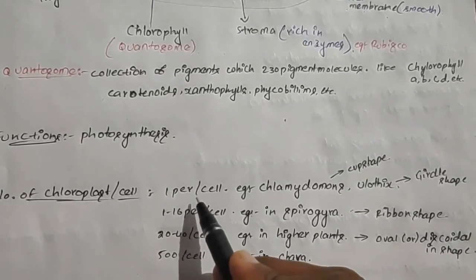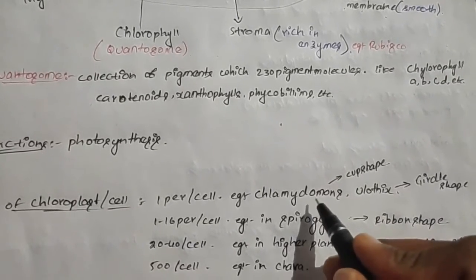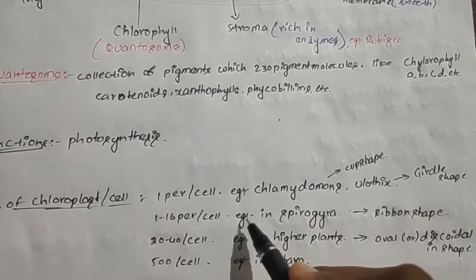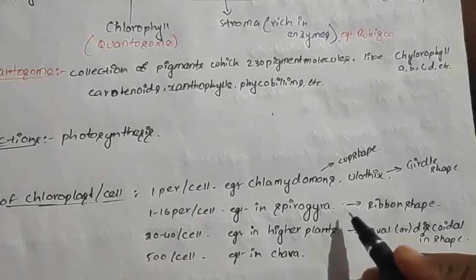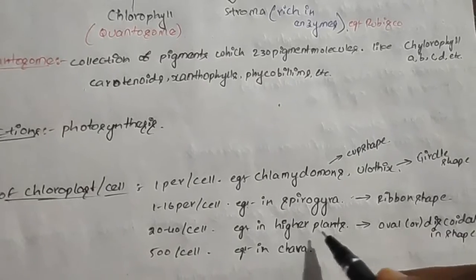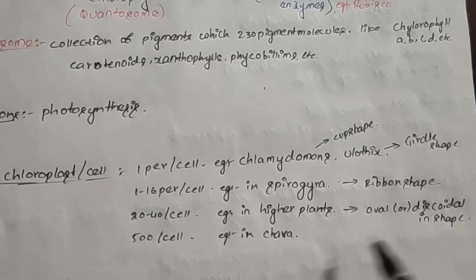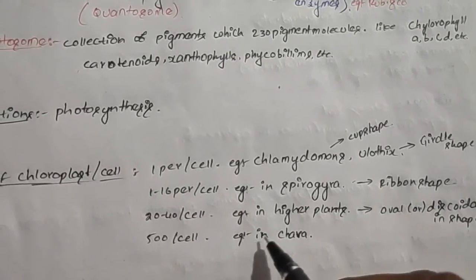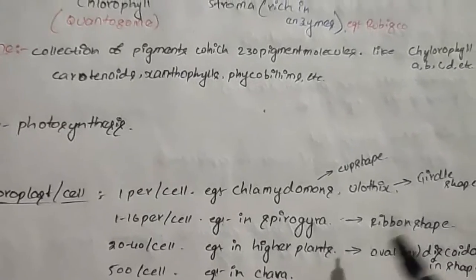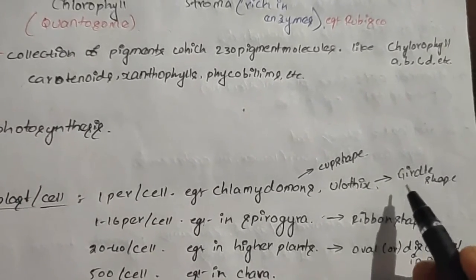The number of chloroplasts varies from cell to cell. It may be one per cell in Chlamydomonas and Ulothrix. In Chlamydomonas, the chloroplast is U-shaped, and 1 to 16 per cell in Spirogyra, where the chloroplast is ribbon shaped, and 20 to 40 per cell in higher plants, where the chloroplast is oval or disc shaped. More than 500 per cell in Chara, in the internodes of Chara. In Ulothrix, which contains one chloroplast per cell, the chloroplast is girdle shaped.